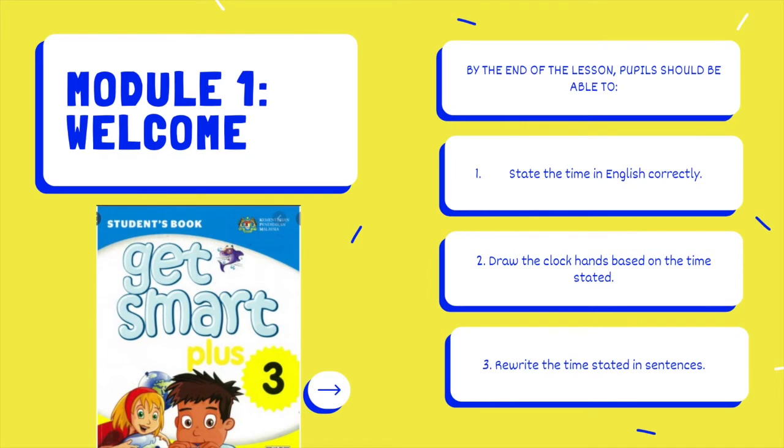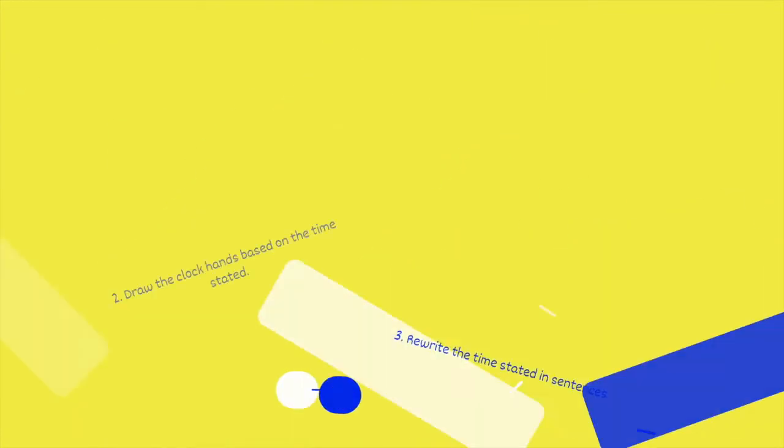Okay, let's begin. By the end of this lesson, you should be able to state the time in English correctly, and then you can draw the clock hands based on the time stated, and you also can rewrite the time stated in sentences. Now you can get ready with your textbook Get Smart Plus 3 and with your Module 1 worksheet.